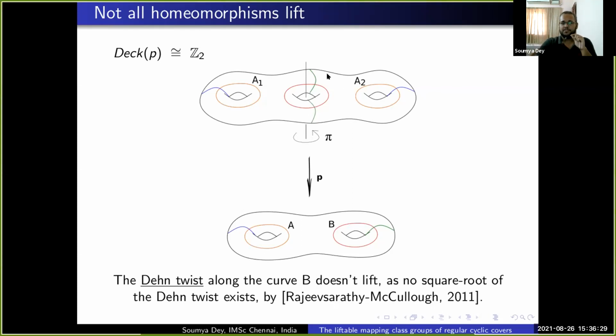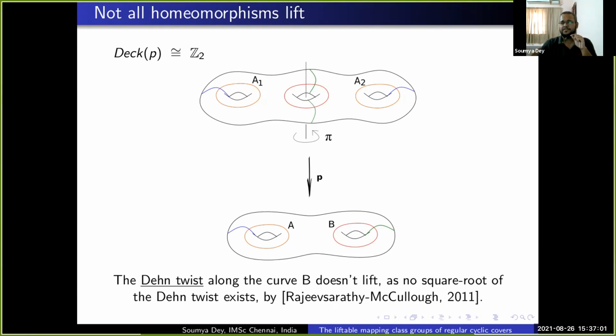Okay, so this will induce a covering map, and it will cover genus 2. Now you see under this cover, say I have drawn a few curves on our surface. So this red curve A, if you take the pre-image, it's basically this A1 as well as this A2. Okay, so at the homeomorphism level, from a curve we can get the Dehn twist along that curve, right?